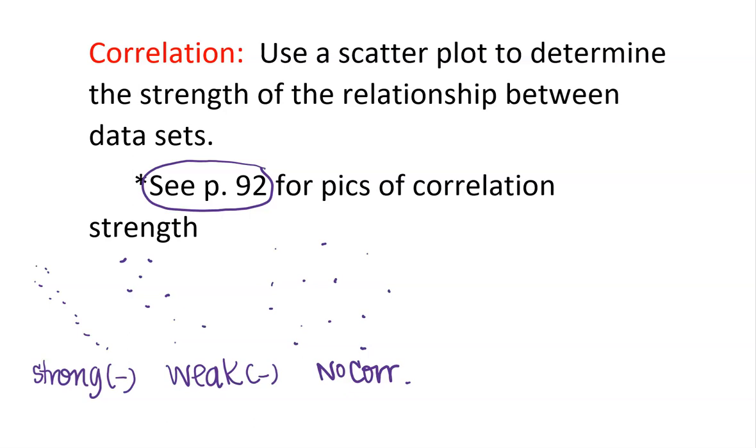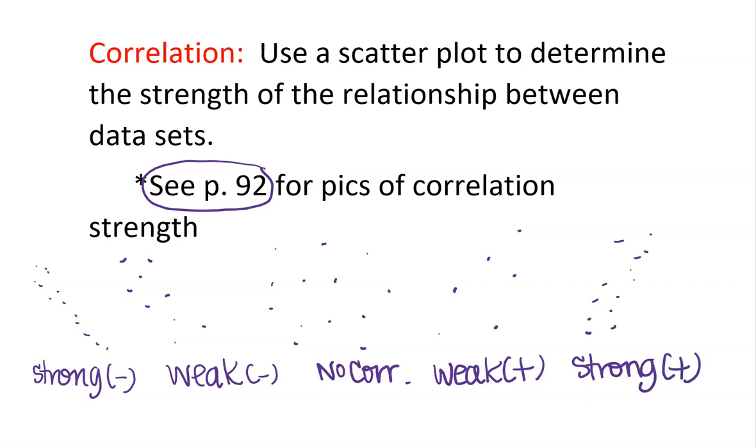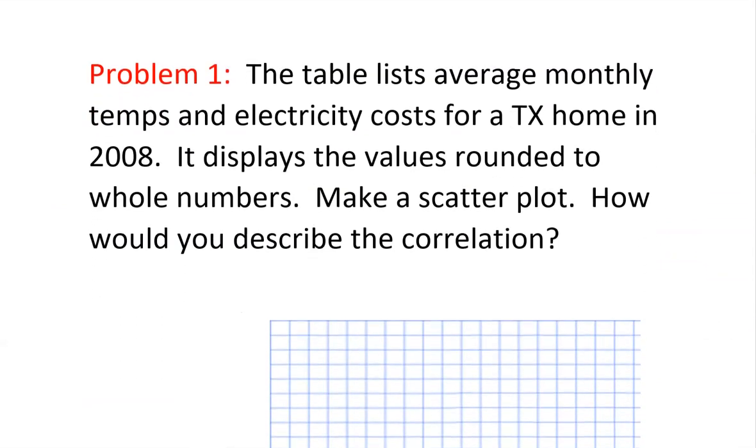And then we have weak positive. So they're going in an upper direction, but they're not very close together. And then we have strong positive. They're pretty close together and they're all heading up to the right in that direction. So please refer to page 92. Their graphs are much better than my hand-drawn ones.